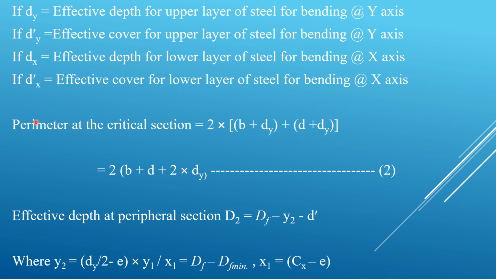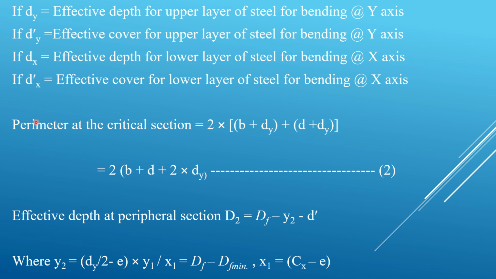A column supported by the footing slab tends to punch through the slab because of the shear stress which acts in the footing around the perimeter of the column. If the fracture occurs, it takes the form of a truncated pyramid as shown. The test results indicate that the critical section can be taken at a distance of d by 2 from the face of the column.